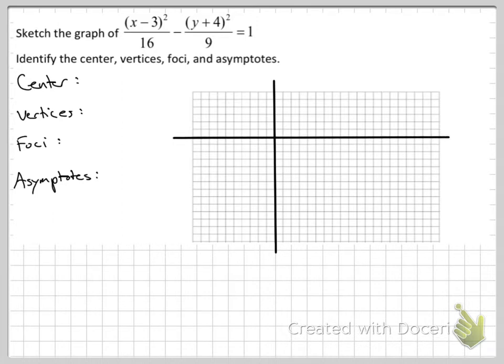Okay, so opposite of x, opposite of y, right, in the parentheses. So x minus 3, so positive 3 for the x value. Y plus 4, so negative 4 for the y value. That's our center.